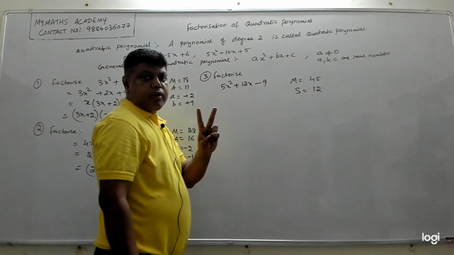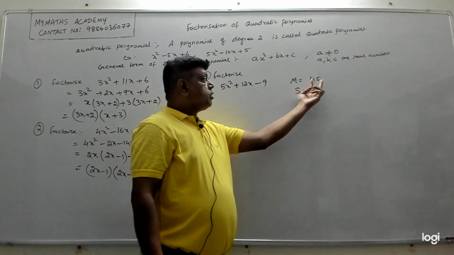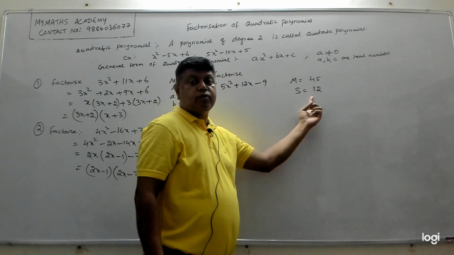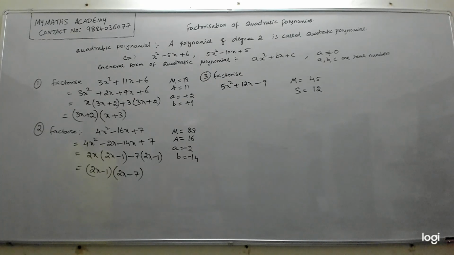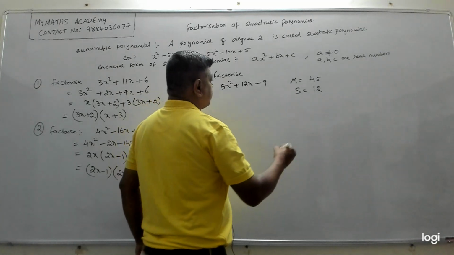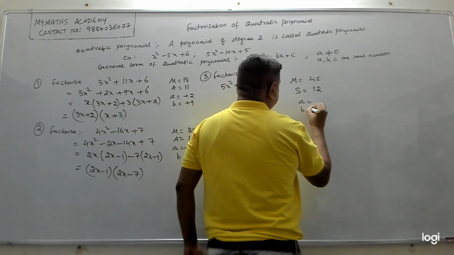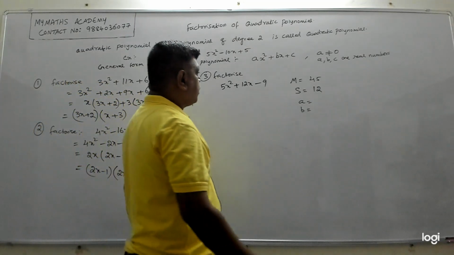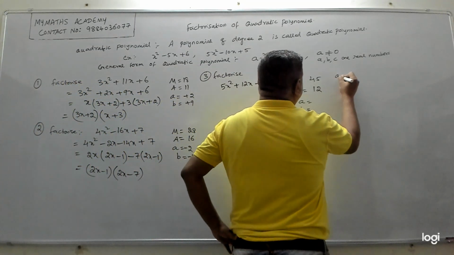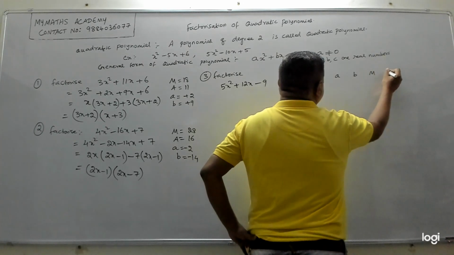Now we should find two numbers such that when you multiply the two numbers, you should get 45. The same two numbers, if you subtract, you should get 12. Now what are the two numbers? That is, a equal to, b equal to. You have to find the small a and small b. Fine. So now what do we do? So we write a, b, multiplication, subtraction.